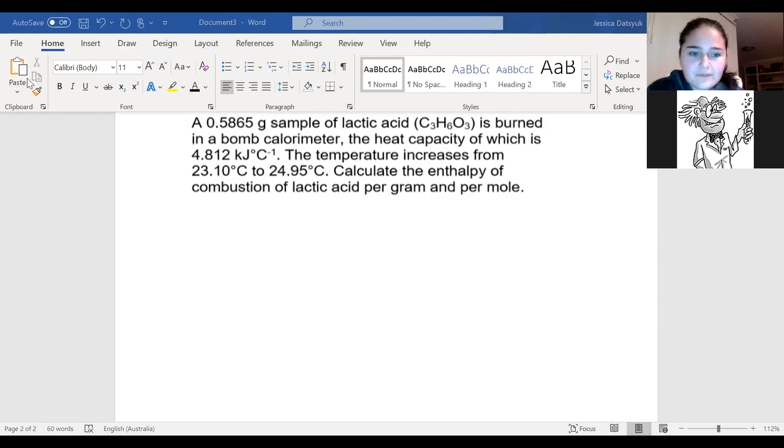So what you've got here is lactic acid burnt in a bomb calorimeter. You've been given the specific heat capacity, and it's not water this time, it's lactic acid, and you've got an increase of temperature. So you need to calculate the enthalpy.